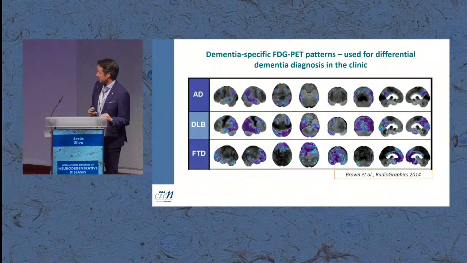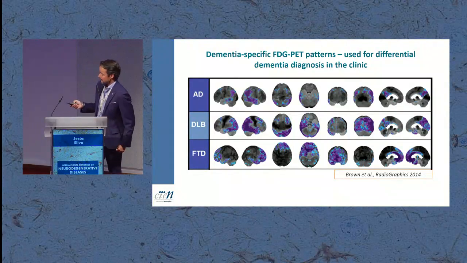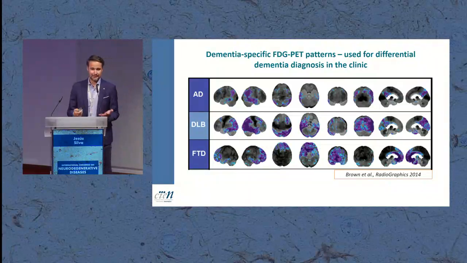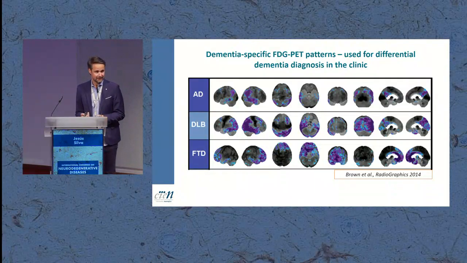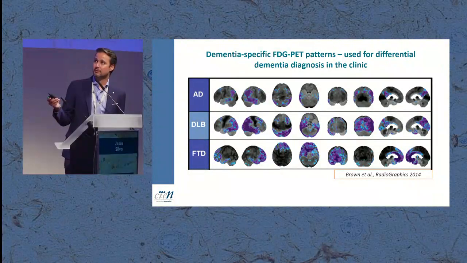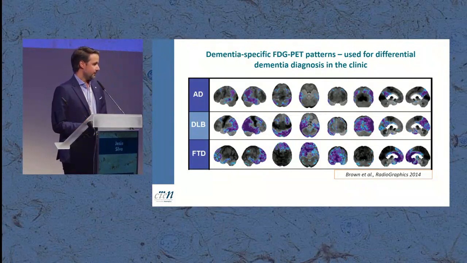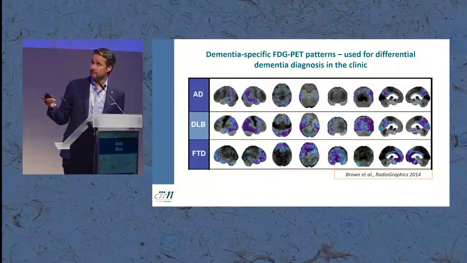And this is done through patterns. And here I show you some examples of patterns of hypometabolism that we usually see in FDG PET for different diseases. So for AD, we see this very well-known temporoparietal pattern that also affects the posterior cingulate and the precuneus.